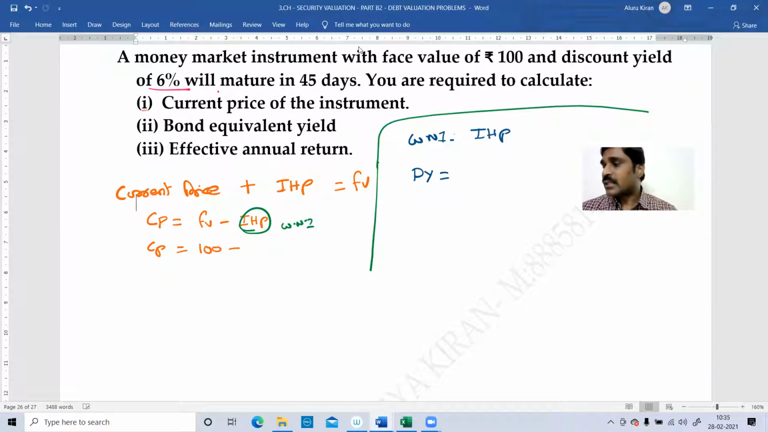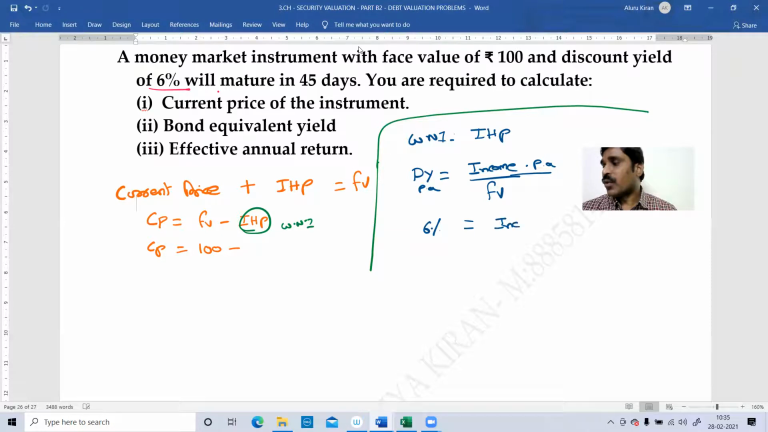Discount is calculated with respect to the face value. And for computing the discount yield, what do we have to take? We have to take income per annum, and discount yield per annum is income per annum divided by face value. Therefore, here the discount yield per annum they have given is 6%.